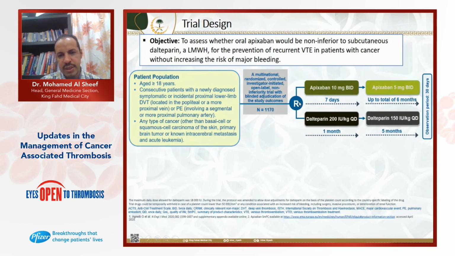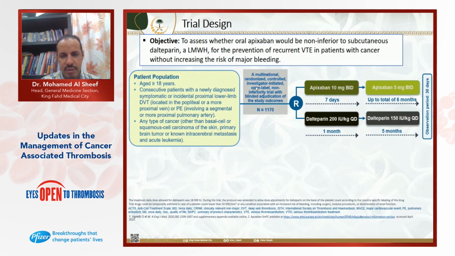They randomized patients to apixaban 10 milligram BID for 7 days, followed by apixaban 5 milligram BID. This is the same protocol used in the other apixaban trial. And then you have dalteparin, the same protocol we have used before: 200 international units per kg once daily for 1 month, followed by 150 units per kg once daily for 5 months. The trial continued for 6 months.